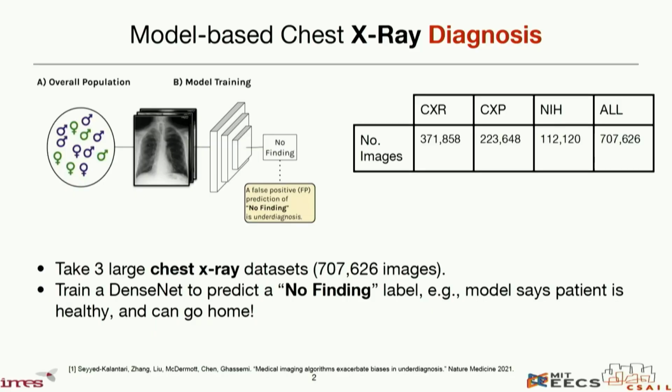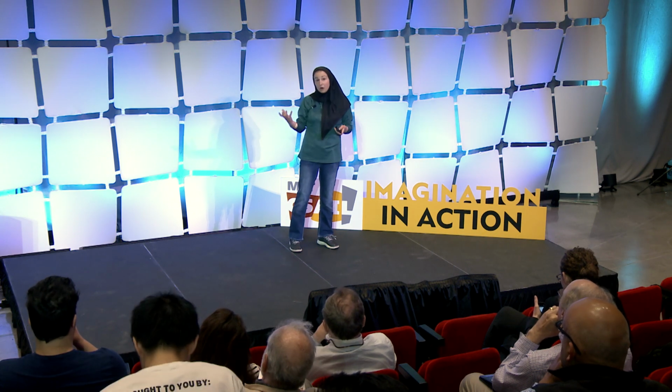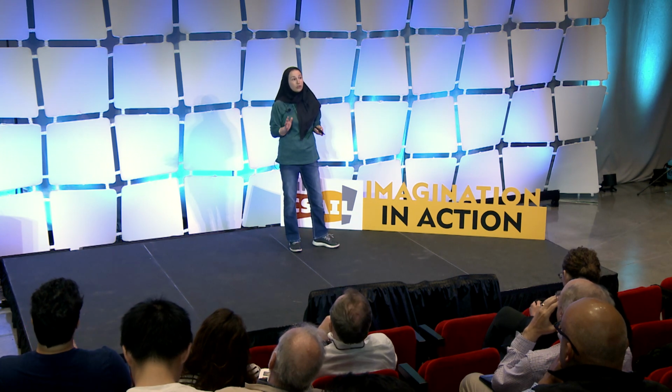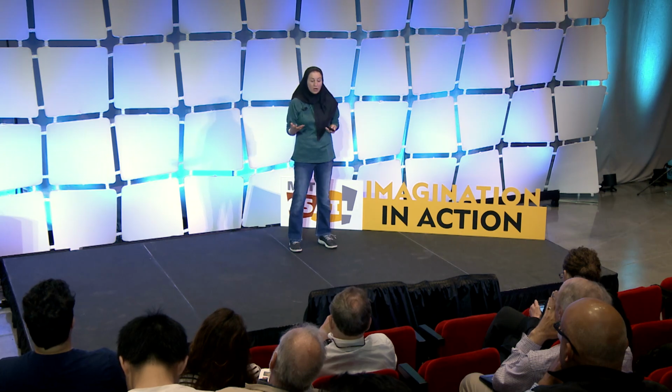We could take over 700,000 chest x-rays, and then we collect labels. If we want to do a triage system, we probably want to collect the label no finding. You're healthy, you can go home. And then we optimize an algorithm. We train a model like a DenseNet, which is a kind of convolutional neural network, and then we predict this outcome, and we make sure that the model does state of the art. It does as well as or better than human doctors that we might compare it to.